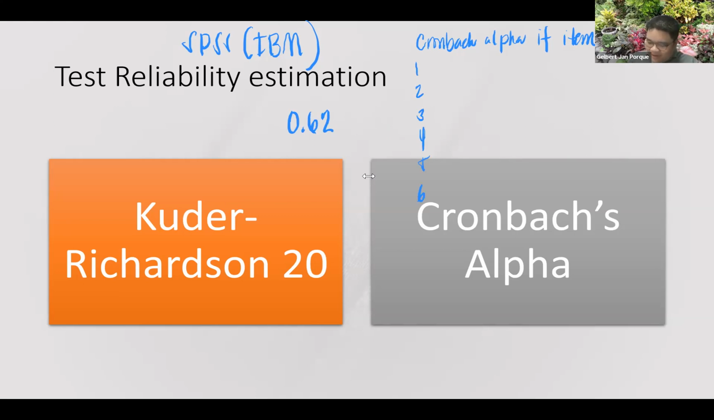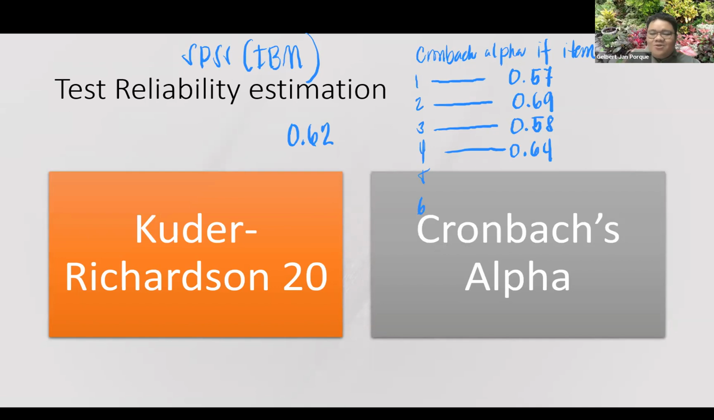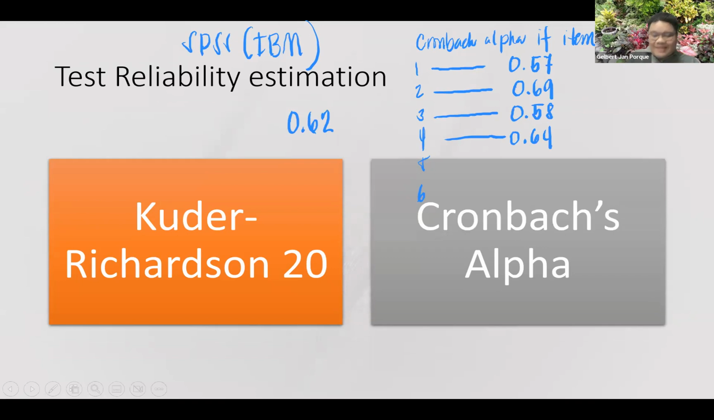So class nakalagay dyan, if you will delete item number 1, the Cronbach Alpha score will be 0.57. If you will delete item number 2, the Cronbach Alpha score will be 0.69. If you will delete item number 3, the Cronbach Alpha score will be 0.58. If you will delete item number 4, halimbawa, the Cronbach Alpha score would become 0.64. Halimbawa, class, yan lang yung na-present in front of you. Pagtatanungin ko kayo, anong item ang una kong i-delete para tataas yung Cronbach Alpha score ko? Anybody?